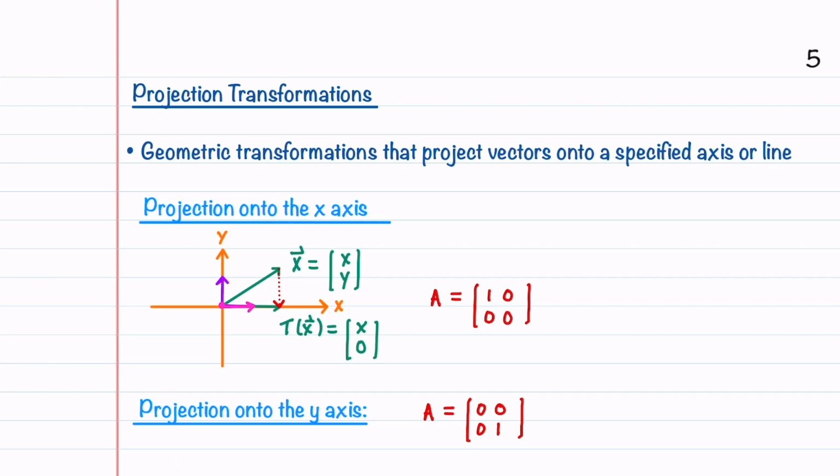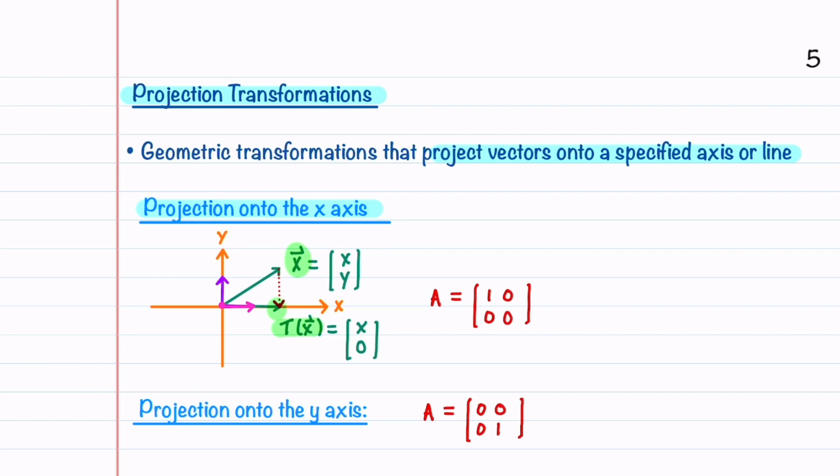The next transformation that we're going to look at is projection transformations. These are geometric transformations that just project vectors onto, is the key word, a specified axis or line. Let's look at projection onto the x-axis. So what's going to happen is we're going to have our vector x and we're going to project it down here onto the x-axis, and we're going to get T of x.